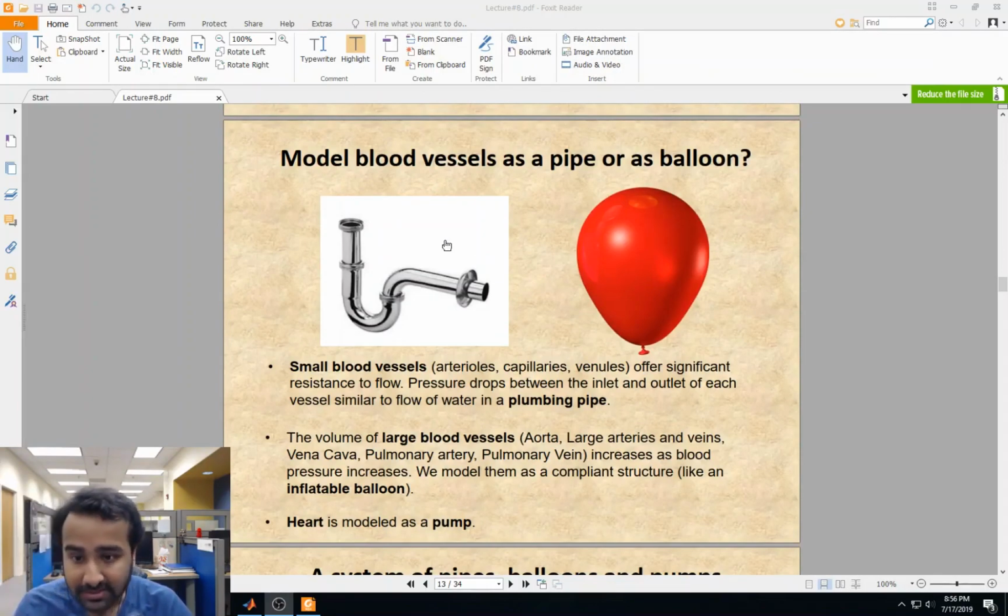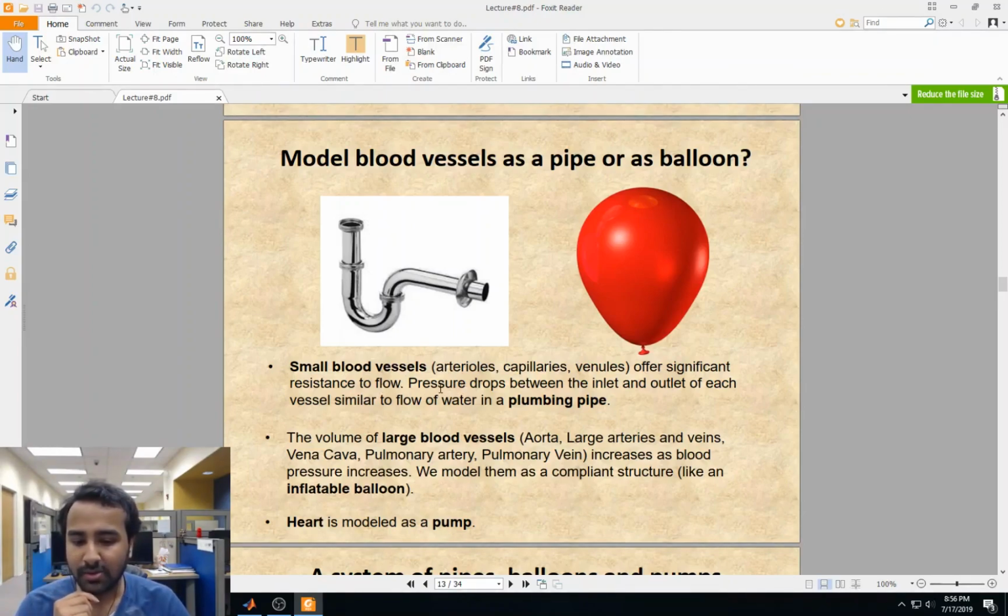So the first thing we need to ask ourselves is, do we model blood vessels as a pipe or a balloon? So let me explain what I'm talking about here. So small blood vessels, meaning the arterioles, the capillaries, the venules, they actually have very significant resistance to flow. So imagine water flowing through a very large pipe versus it moving through something with a very narrow and small diameter. It takes much more force to get the water to flow through a very small hole than it is to get it to flow through a very large opening. So that's why we could say small blood vessels have very high resistance to flows.